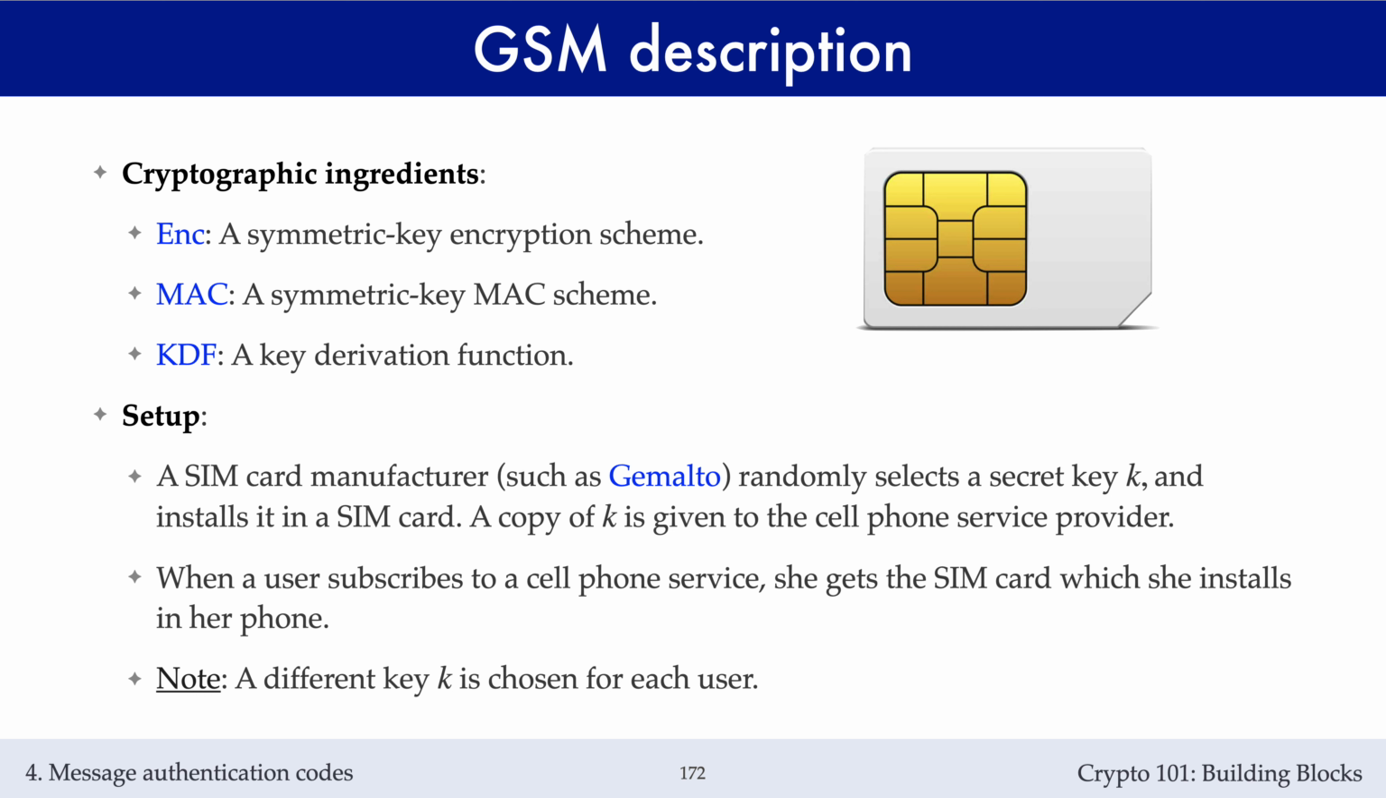A SIM card manufacturer, such as Gemalto, randomly selects a secret key K and installs it in a SIM card. A copy of K is securely given to the cell phone service provider. When a user Alice signs up for cell phone service, the provider securely delivers the SIM card to Alice. Alice then manually installs it in her phone. In this way, Alice and Bob have a shared secret key K, which is also known to Gemalto and no one else. Of course, a different key K is chosen for each cell phone user.